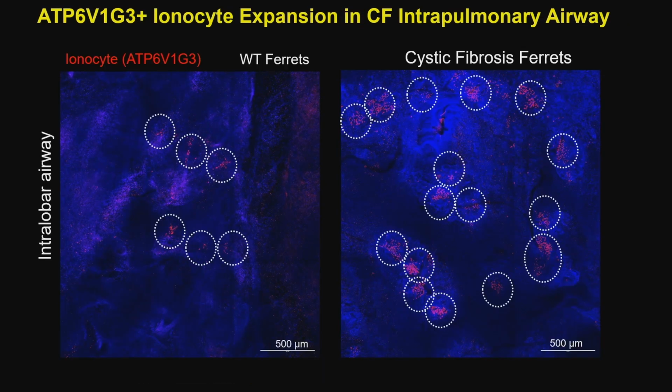Now going down into the intrapulmonary airway, we want to figure out what happens in the ionocytes. Here we use ATP6V1G3 as an ionocyte marker to do immunofluorescence staining, comparing the wild-type ferrets to the cystic fibrosis ferret. What we found is ionocytes in a cluster pattern in the wild-type ferret intrapulmonary airway, as we show here. Moving to the cystic fibrosis ferret, we can see a very large expansion of the ionocyte numbers in a single cluster, and there are more ionocyte clusters in the CF ferret.